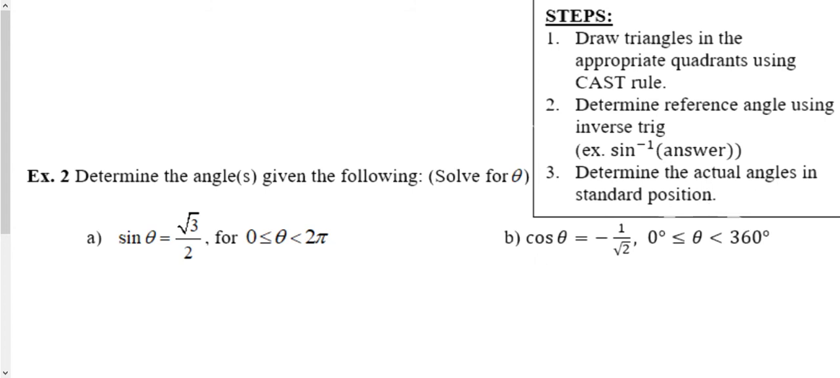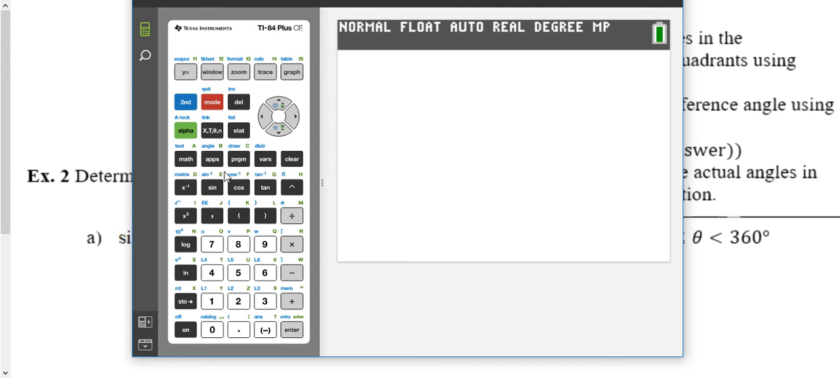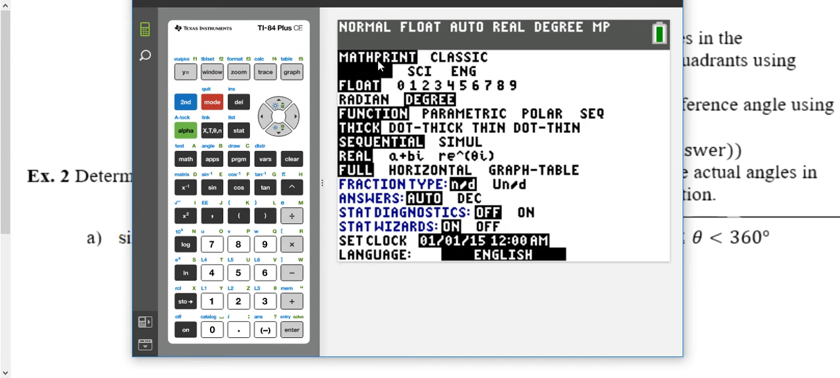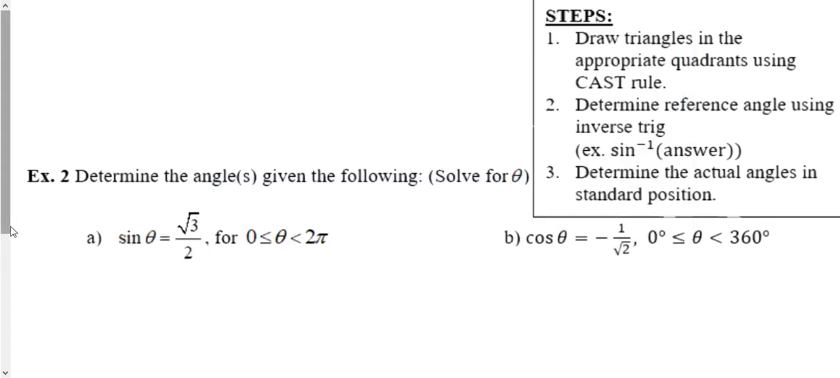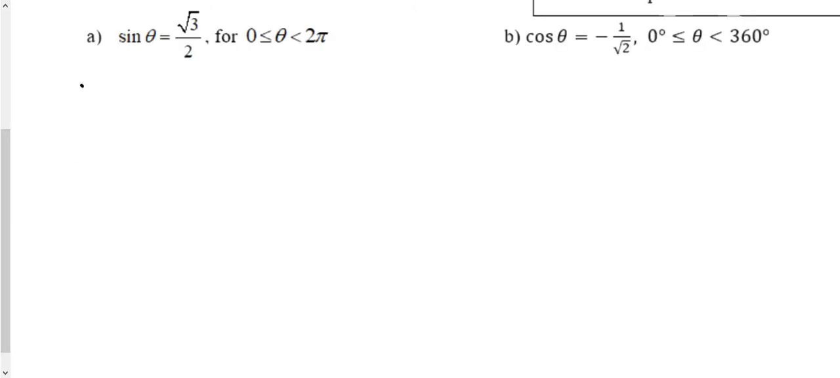First things first, double check that we have our calculator and we're in the right mode. If I'm ever trying to find an angle, I want to be in degrees mode on my graphing calculator. So for this first one, I'm looking for sine theta equal to root 3 over 2. My hint here is, when is sine positive? I'm going to sketch out my quadrant system, set up my CAST rule, and look for all quadrants where sine is going to be positive.